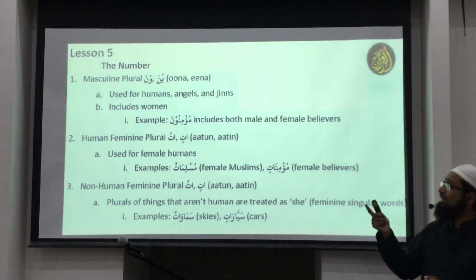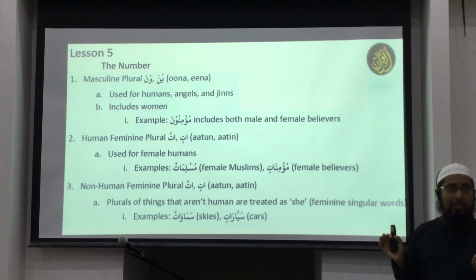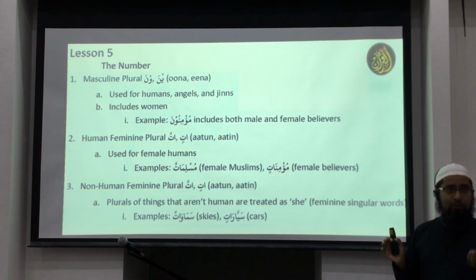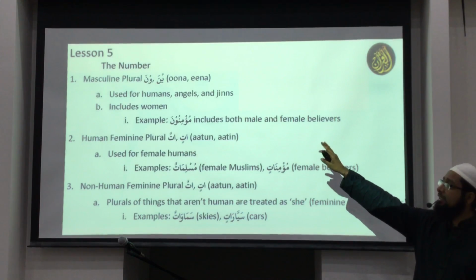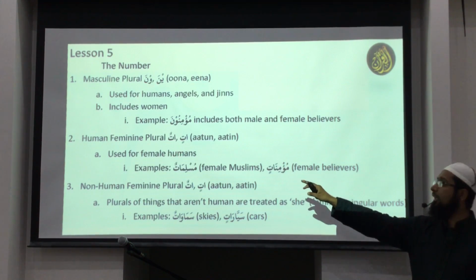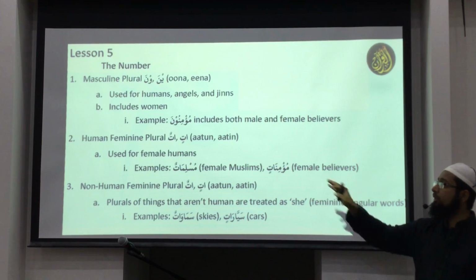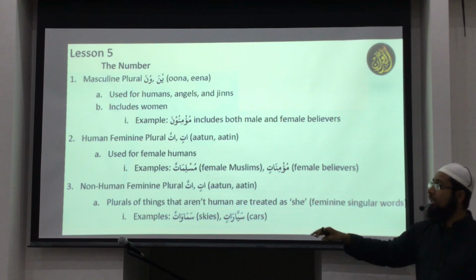3 kinds of plural. The masculine plural is very easy to understand. Masculine plurals always end with una or ina, like muslimuna, or solihuna, all this kind of thing. They always finish with una and ina. That's easy to remember, masculine plural. Human feminine plural finishes with atun and atin, like muslimatun, muslimatin, mu'minatin, all these things.